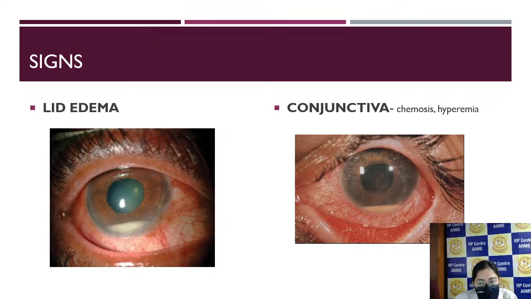Now coming to ocular examination, the first gross ocular finding is lid edema. So this is a point where we can differentiate between the close differential diagnosis of TASS, that is toxic anterior segment syndrome, and endophthalmitis. It is absent in TASS and present in endophthalmitis. The conjunctiva is usually chemosed and hyperemic.